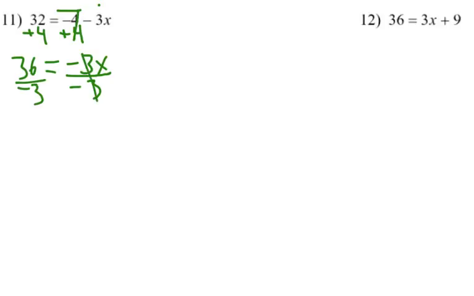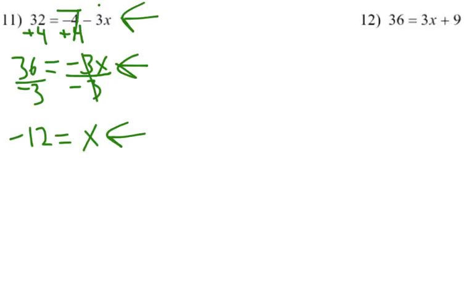Negative 3 over negative 3 gives me 1. I know that 1x just ends up being x. 36 divided by negative 3 is going to give me a negative 12. And now I've made an equivalent equation, another equivalent equation. I've made 3 equivalent equations here. And they've helped me step by step get down to where I've got x by itself.